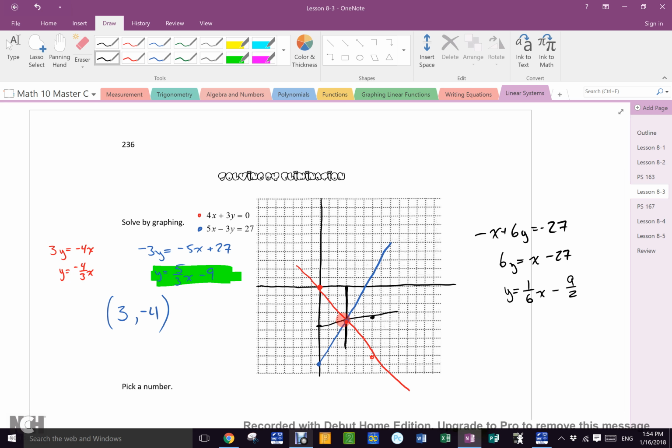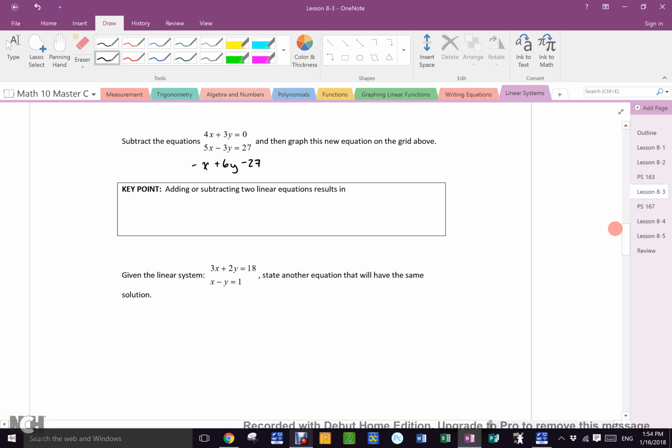multiplying, dividing, adding, subtracting, all allows us to change the way the equations look. But do they change our solution? No. If I can change the way something looks, can I make it easier to work with? Yes. Let's do that. So, adding or subtracting. What happened when I added or subtracted? I was able to do 2 things. What was I able to do?